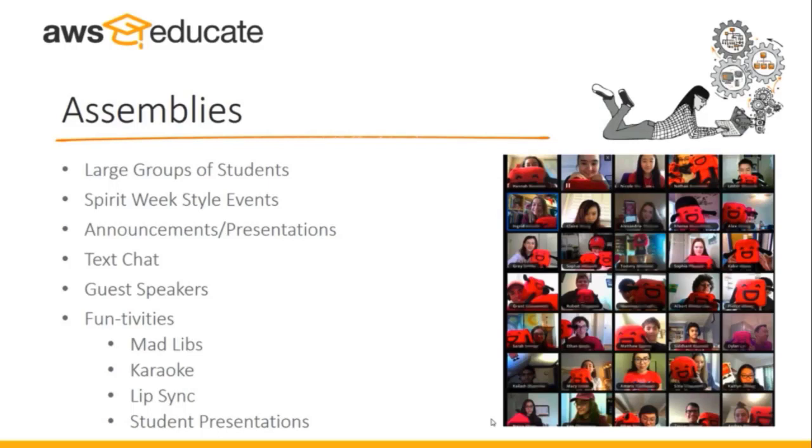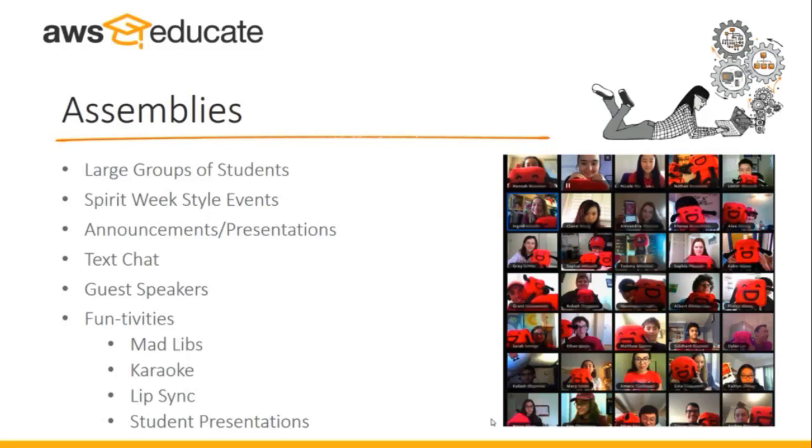In addition, we also have, we call them funtivities, different opportunities for students to gather together. We play Mad Libs. We have done a lip sync competition. We've tried karaoke. And then we have student presentations. So clubs have presented on what they're working on. And so the club leader and the club members present, and then they have all their friends come as well to support them. And that gets the group of students together. And that's really exciting as well.